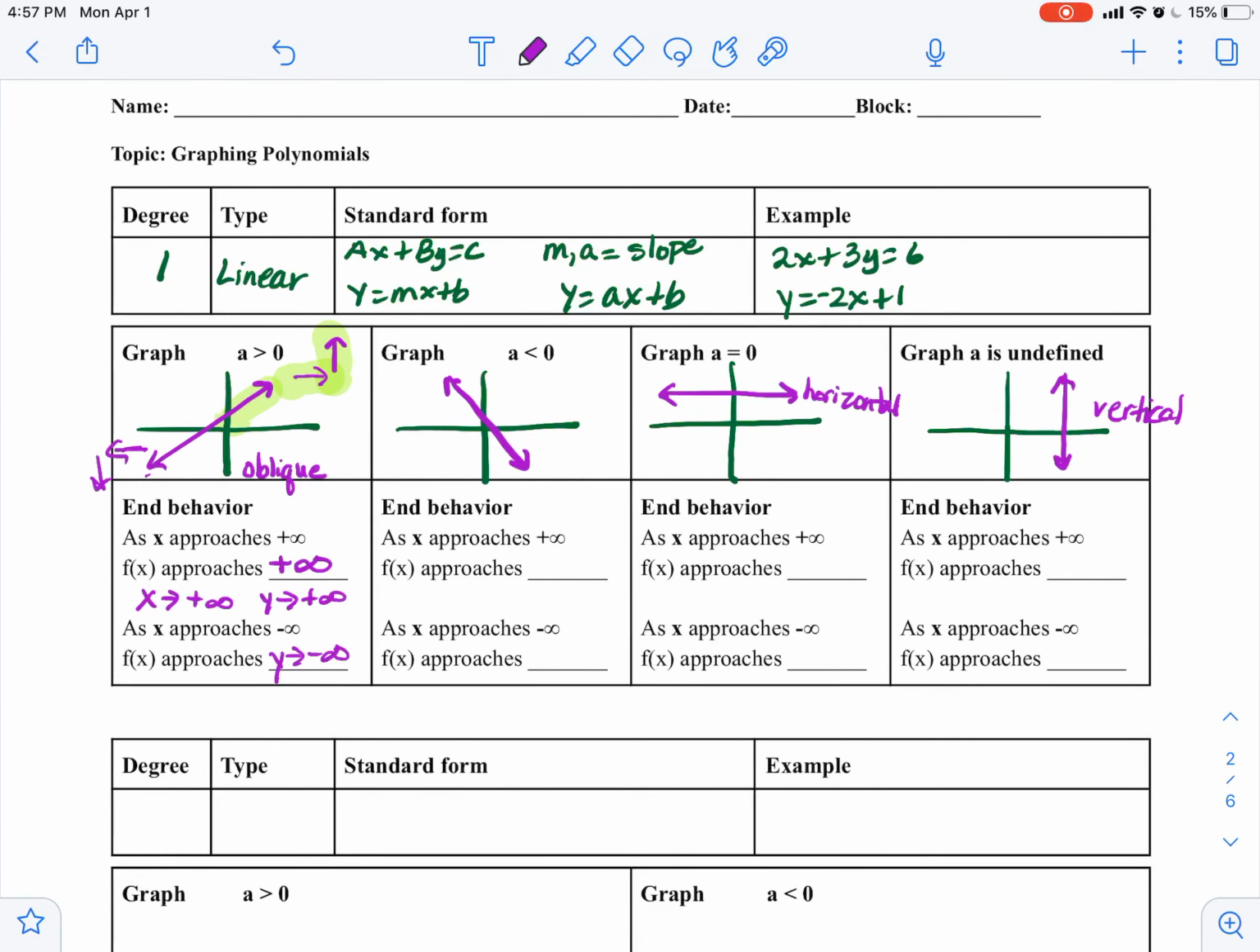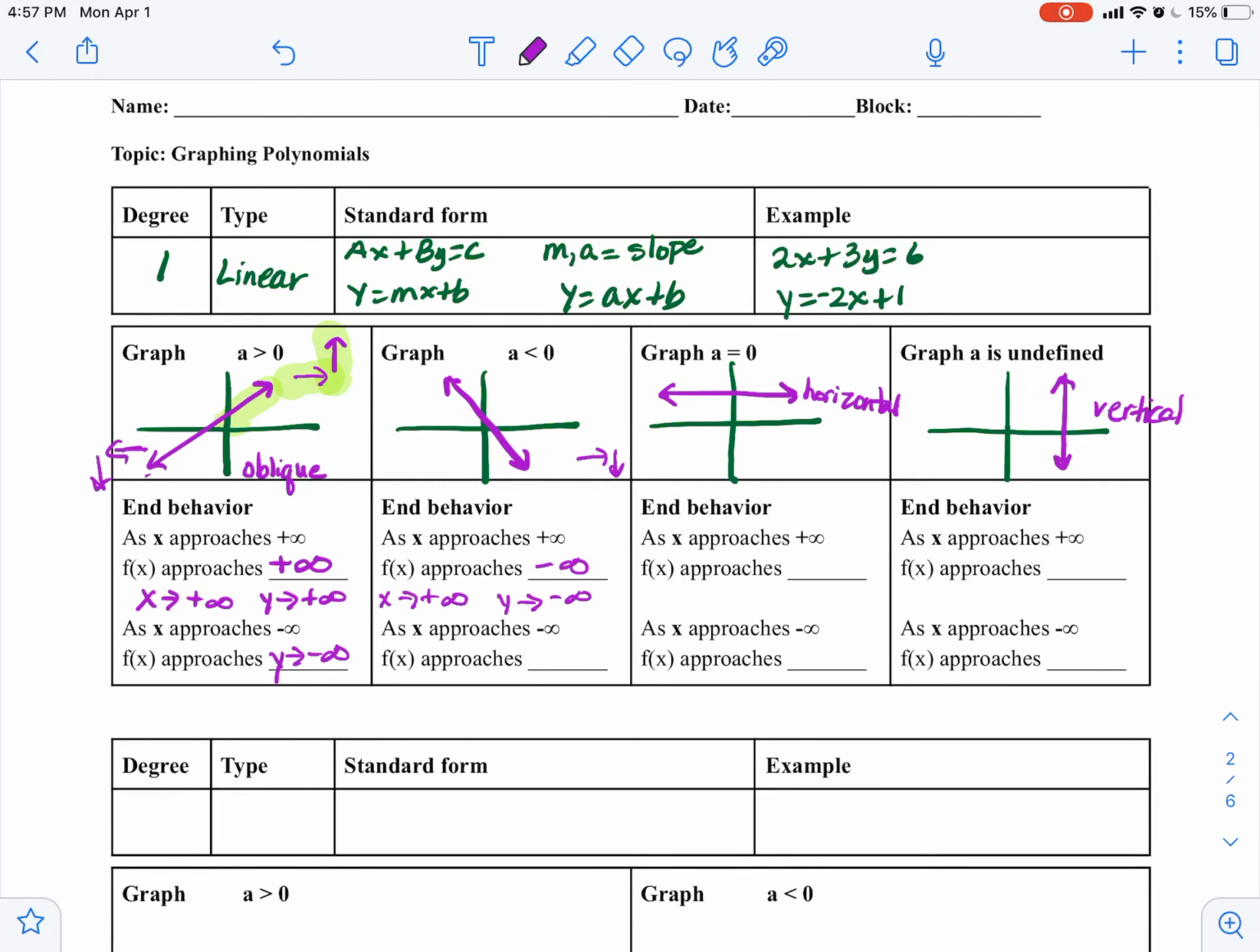Okay. Then when we have a negative graph, again I say as x approaches positive infinity, what's y doing? Well, y is going down. So as x approaches positive infinity, y approaches negative infinity. So again, I'll go ahead and write it. I like writing it this way. As x approaches a positive, y approaches a negative.